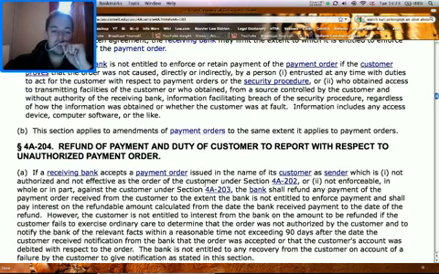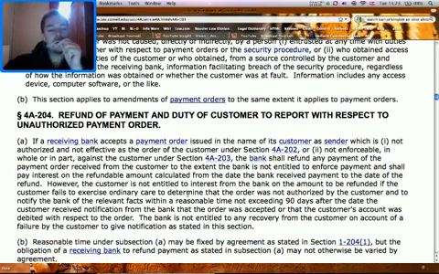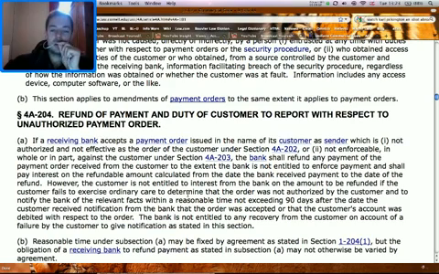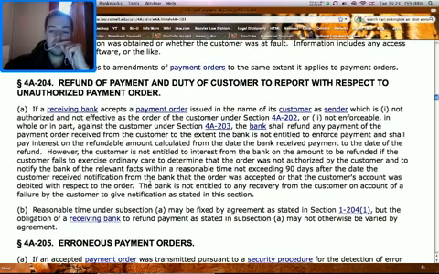This section applies to amendments of payment orders to the same extent it applies to payment orders. Section 4A-204, refund of payment and duty of customer to report with respect to unauthorized payment order. If a receiving bank accepts a payment order issued in the name of its customer as sender, which is 1. Not authorized and not effective as the order of the customer under section 4A-202, or 2. Not enforceable in whole or in part against the customer under section 4A-203, the bank shall refund any part of the payment order received from the customer to the extent the bank is not entitled to enforce payment, and shall pay interest on the refundable amount calculated from the date the bank received payment to the date of the refund.